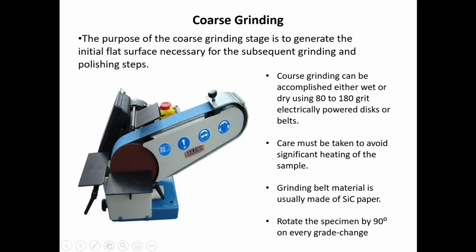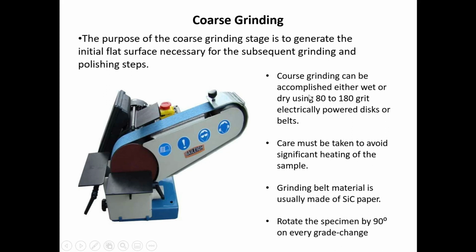So grinding can be distinguished into two parts, that is coarse grinding and fine grinding. The purpose of the coarse grinding stage is to generate the initial flat surface necessary for the subsequent grinding and polishing step. Once the material is cut and mounted onto the mount, the levels or scratches will be there on the surface of the specimen. So in order to maintain the level, that is, in order to make the surface flat and remove the scratches, the first process is coarse grinding.